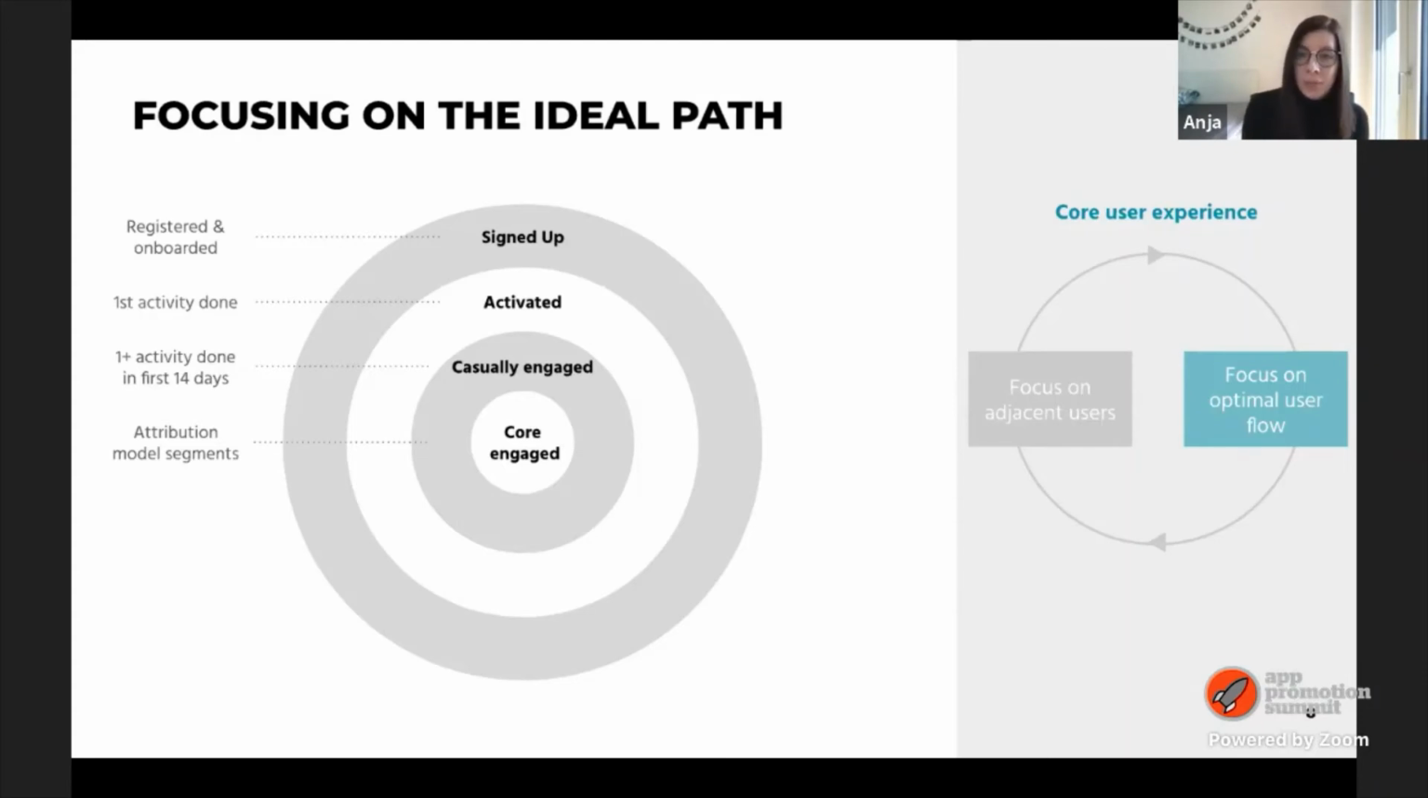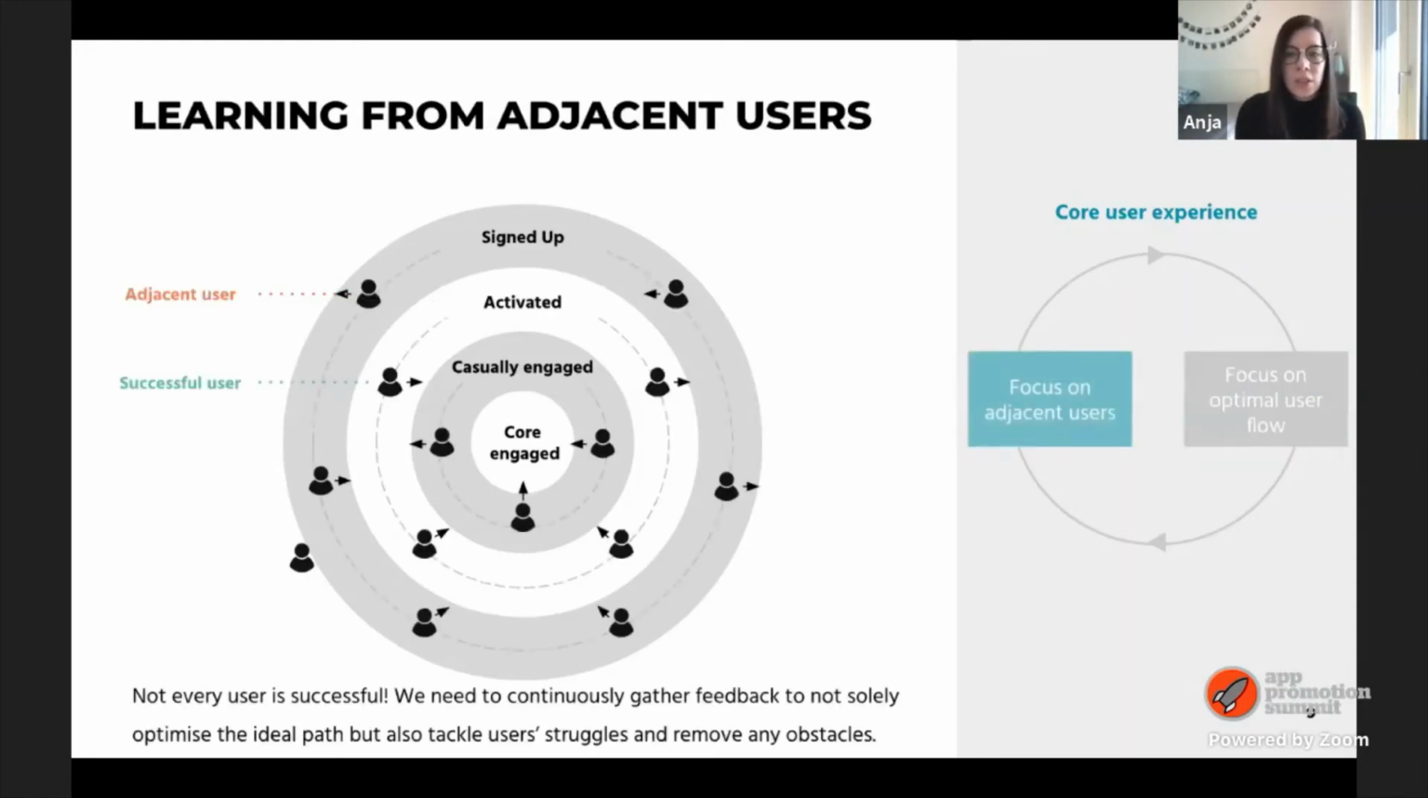And now we come to the main focus of today's presentation, which is the focus on the adjacent user and how we started to learn from them. So you can see again on the slide our ideal path and user flow that we have within the app. And users are making it from one stage to the other, but some of them are also dropping out at a certain stage. So the ones who are making it to the next stage, we call them the successful users, and those who are dropping out at any stage, we call them the adjacent user. Because it is unfortunately the case that not every user is successful.